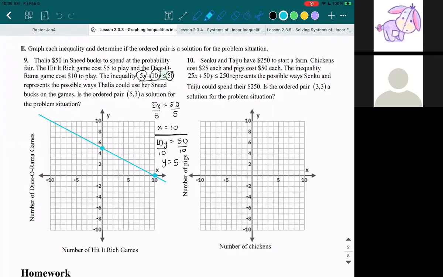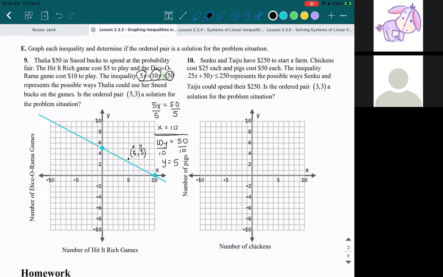And now we want to see if the ordered pair (5, 3) is a solution for the problem situation. Where even is (5, 3)? So let me go take a look. 5, 1, 2, 3. This is (5, 3). So (5, 3) is above our line. We're going to plug in 5 as our x and 3 as our y into our equation to see if we want to shade above our line or below our line.